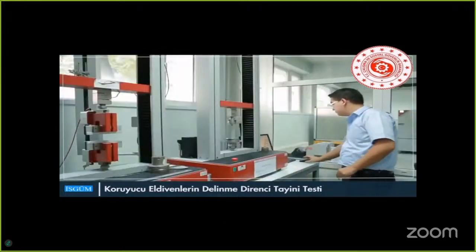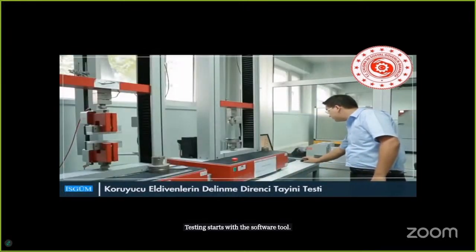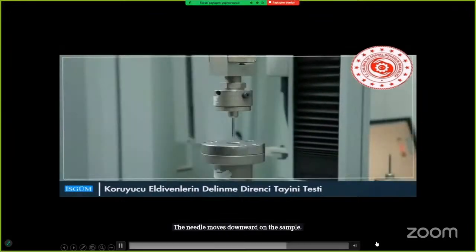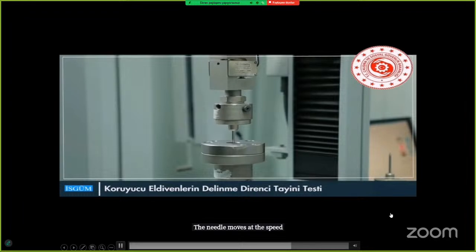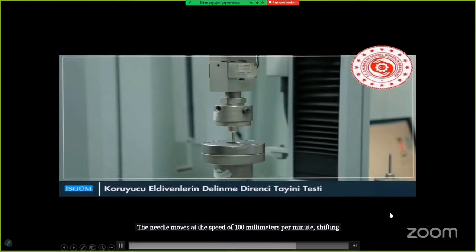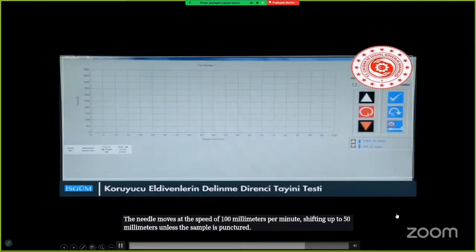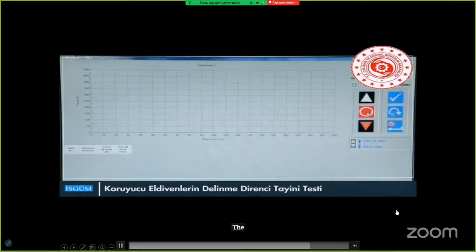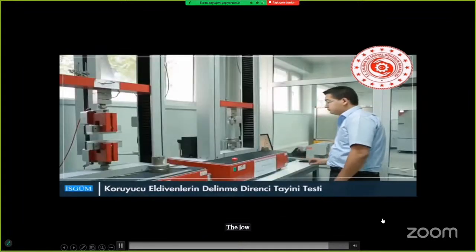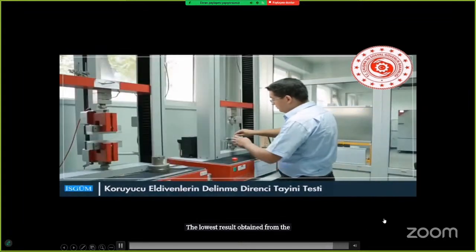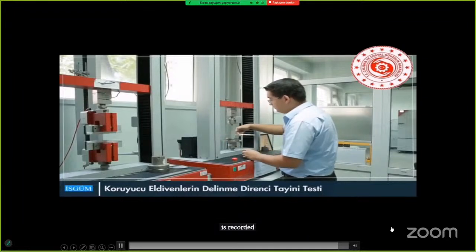Testing starts with the software tool. The needle moves downward on the sample. The needle moves at a speed of 100 millimeters per minute, shifting up to 50 millimeters unless the sample is punctured. The software provides the highest resistance force of the sample as its puncture resistance value. The lowest result obtained from the 4 samples is recorded as the test result.